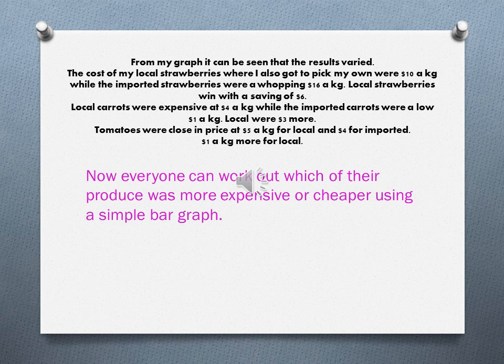Looking at my graph, it can be seen that local strawberries were $10 a kilo while imported were $16. Carrots were $4 a kilo for local and imported were $1. Tomatoes were $5 a kilo for local and $4 for imported.